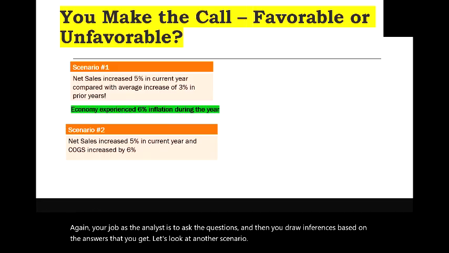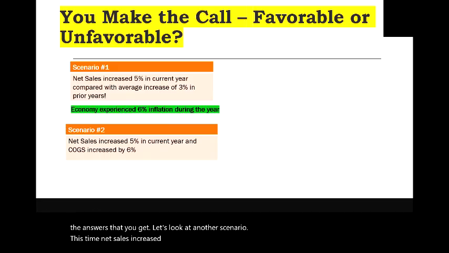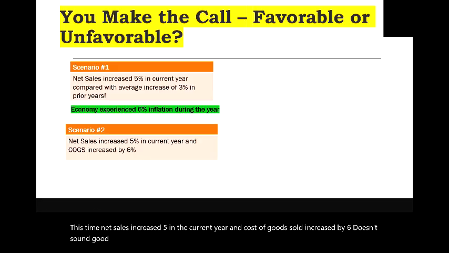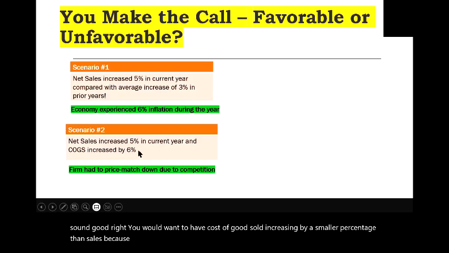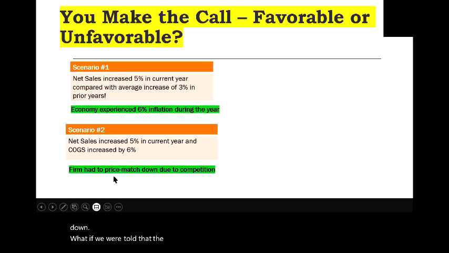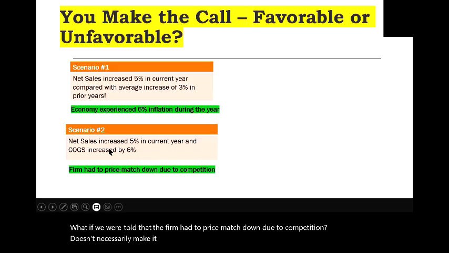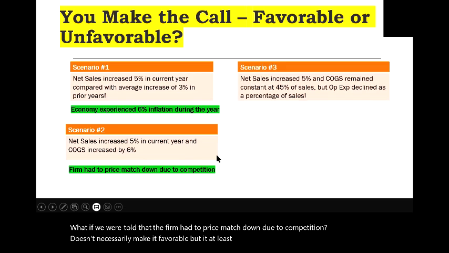This time, net sales increased 5% in the current year and cost of goods sold increased by 6%. Doesn't sound good, right? You would want to have cost of goods sold increasing by a smaller percentage than sales. Because if this happens, then it means that your gross profit is going to go down. Well, what if we were told that the firm had to price match down due to competition? Doesn't necessarily make it favorable, but it at least explains what was going on.